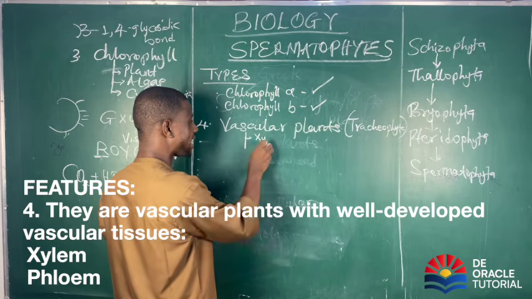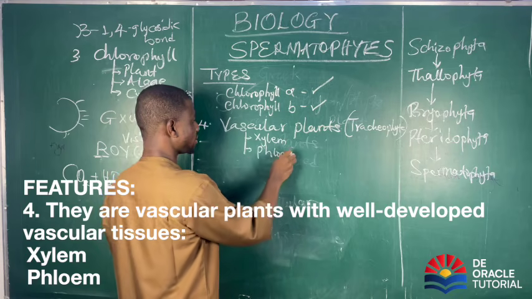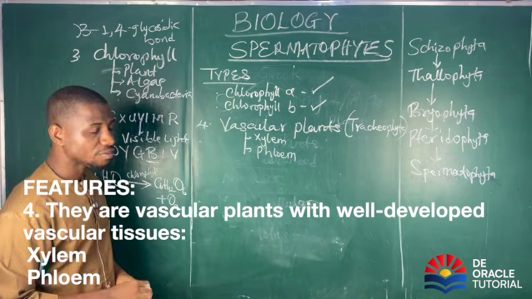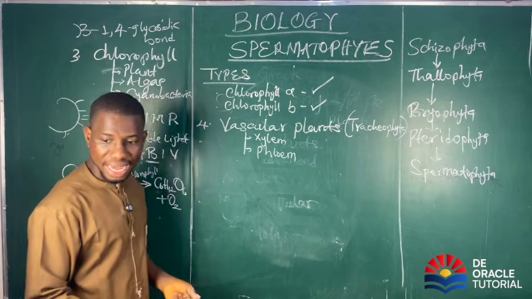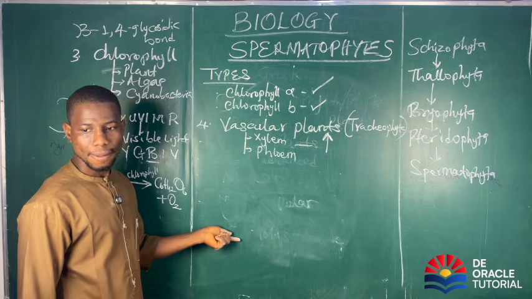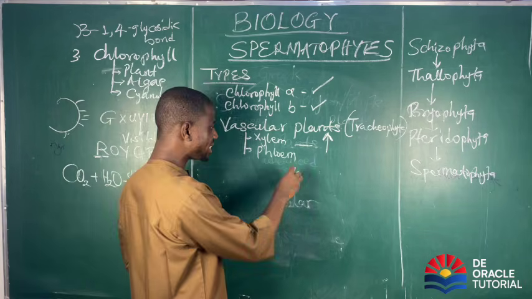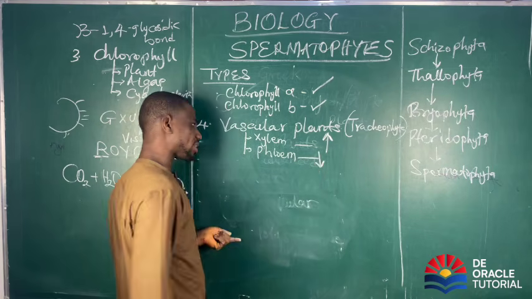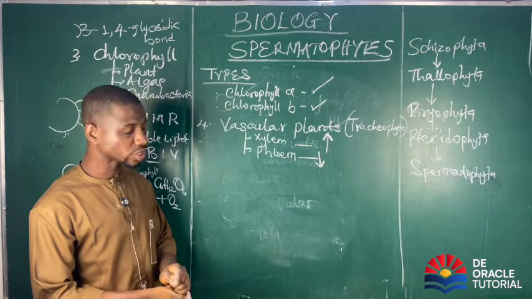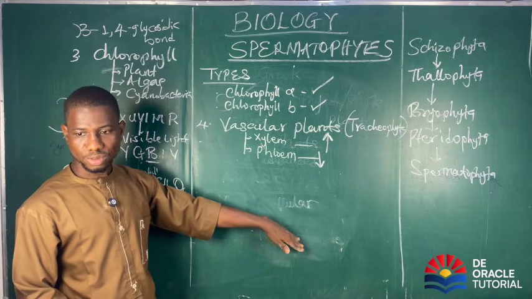We have the xylem and we have the what? The phloem. The xylem and phloem. The work of the xylem is to transport water and minerals up to the leaves. But after photosynthesis, the food produced will be taken down by the phloem into their storage organs. So which one transports water and minerals up? The xylem. Which one brings it down? The phloem. Does that make sense to you?